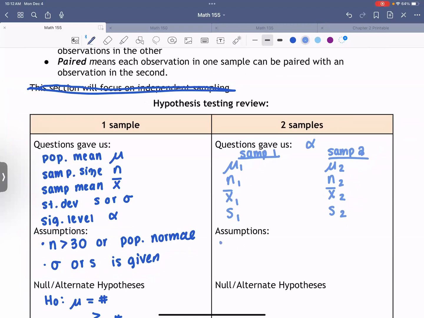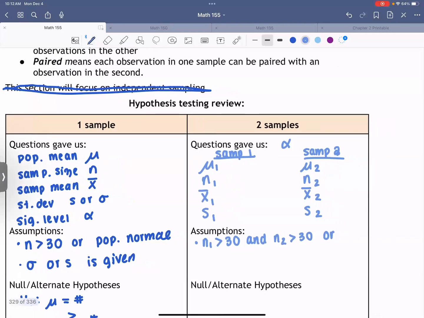Okay. Assumptions, basically the same thing as we're used to doing. In our assumption section, we need to check to see if our sample size is large enough, but now we have two sample sizes. So the same thing that we did for the last chapter is true. We need to make sure that both n1 and n2 are bigger than 30. If either one of them or both of them are less than 30, you can still do the question. You just have to check to see if the population is normal.